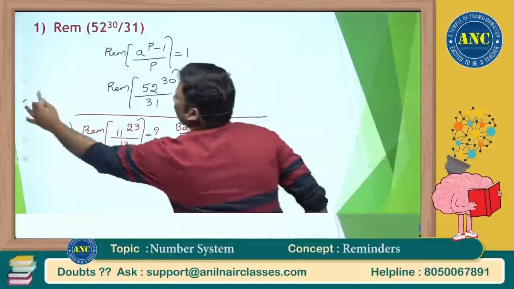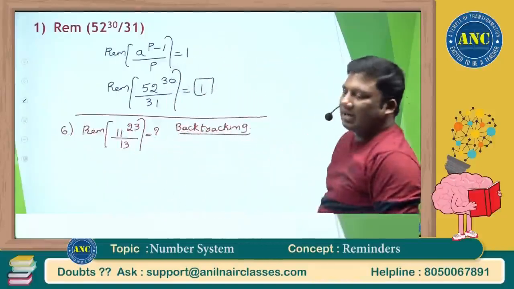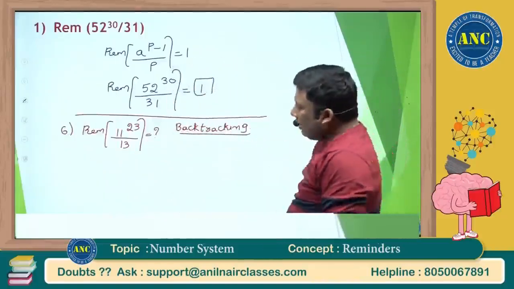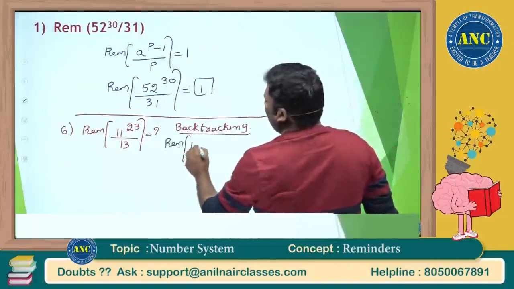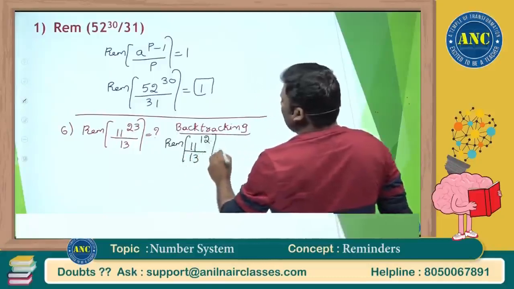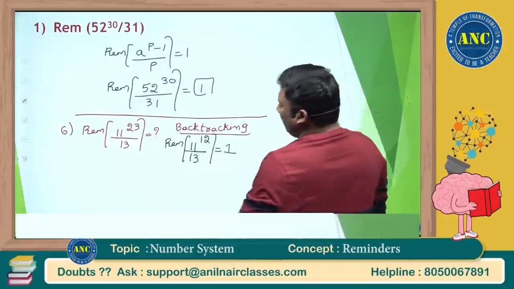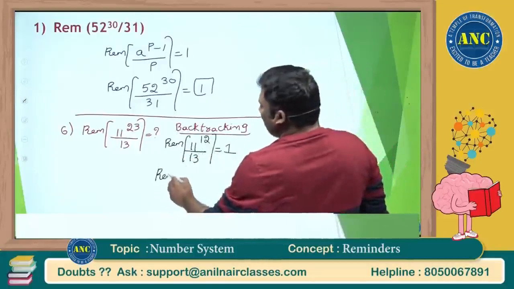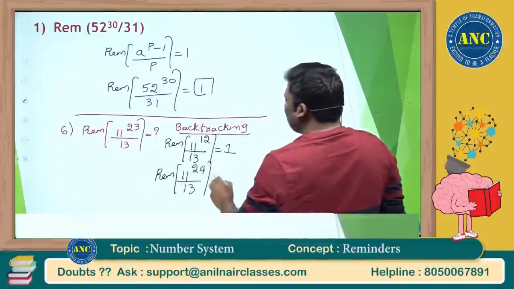Right. Backtracking, let us use. 13 is there, which means the power will be 12. So 11 power 12 divided by 13 is nothing but 1. A power p minus 1 when divided by p is 1. 12 twos are 24. So 11 power 24 divided by 13 is nothing but 1.